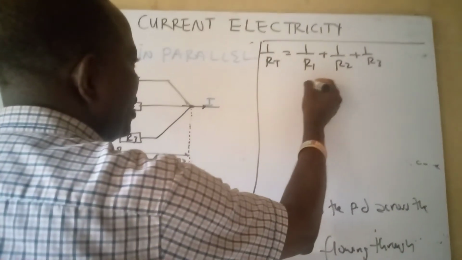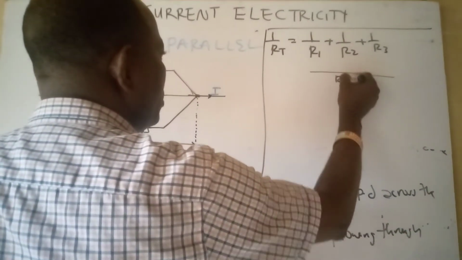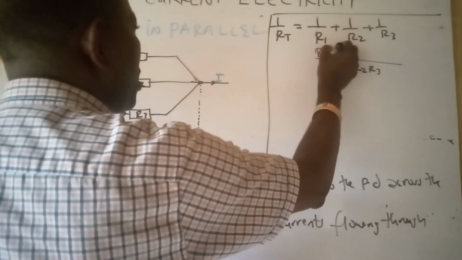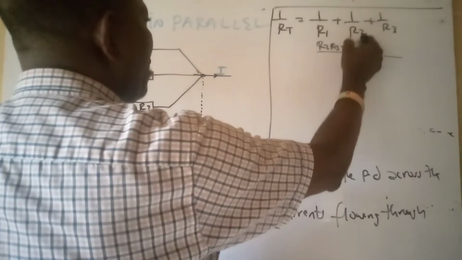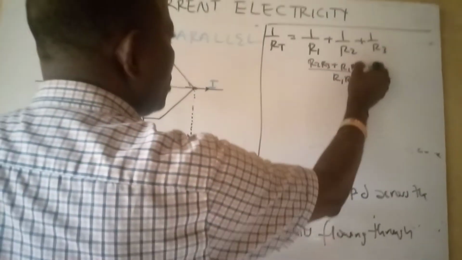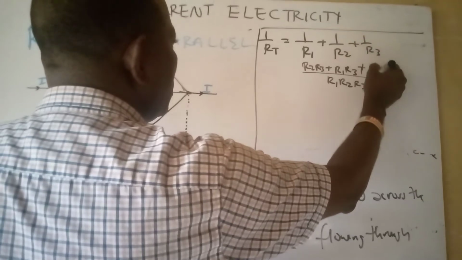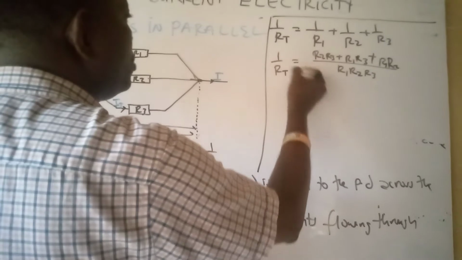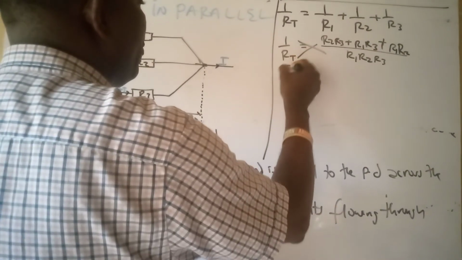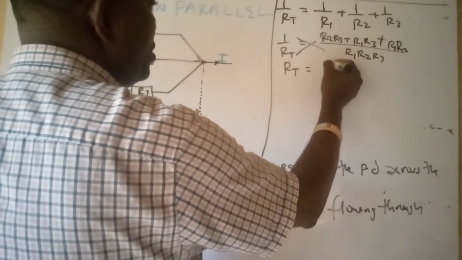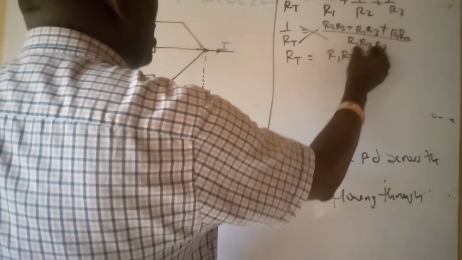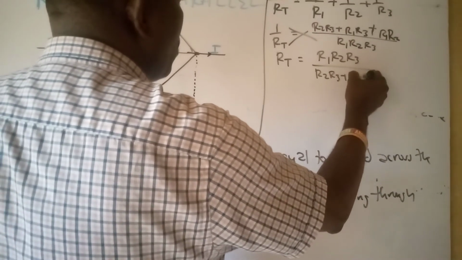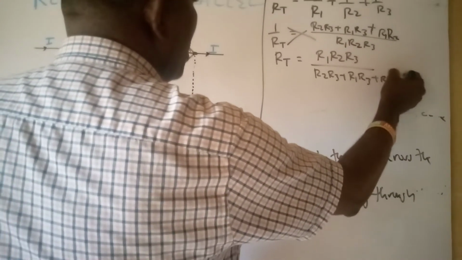Since 1 over RT equals 1 over R1 plus 1 over R2 plus 1 over R3, what we do is take the LCM. The LCM of this is R1, R2, R3. This divides this, and we have R2, R3. This divides this, we have R1, R3. This divides this, we have R1, R2. And we have 1 over RT. So we cross multiply to get the effective resistance, which is R1, R2, R3 over R2, R3 plus R1, R3 plus R1, R2.